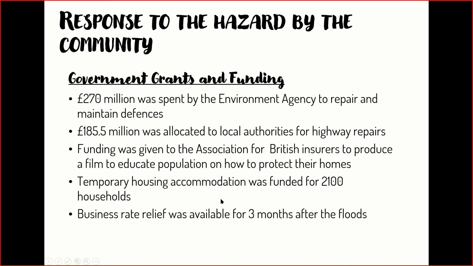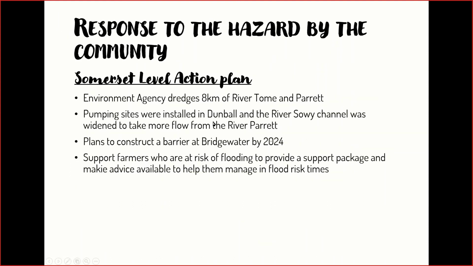We had to set up temporary housing accommodation for over 2,000 people who'd lost their homes during this, whilst they were getting cleared up. And we had business rate relief, sort of a tax that people pay. That was available. They didn't have to pay them for 3 months after the floods if their businesses had been hit during that cleanup process. Now, the Somerset area had been hit really hard by this. So, as a result of this, they did start dredging. They had pumping sites to get the water away from those areas. They planned to construct barriers and support farmers who'd lost crops during this time as well. So that was the Somerset Action Plan, regional action plan there.